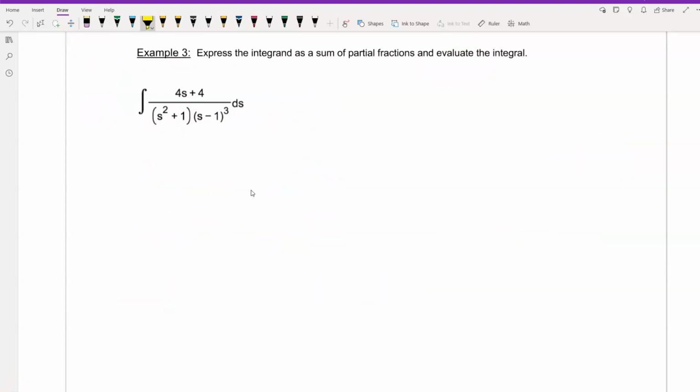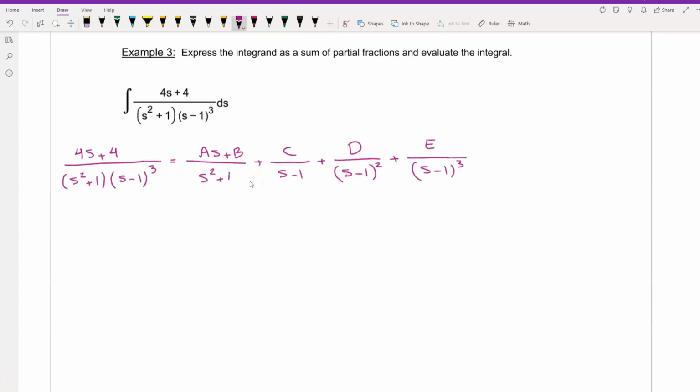Express the integrand as a sum of partial fractions and evaluate the integral. So with this given integral of (4s + 4) divided by (s² + 1)(s − 1)³ ds, to evaluate the integral by the partial fractions technique, express the integrand as (As + B)/(s² + 1) + C/(s − 1) + D/(s − 1)² + E/(s − 1)³. And then find A, B, C, D, E, and integrate with the partial fractions as integrands.